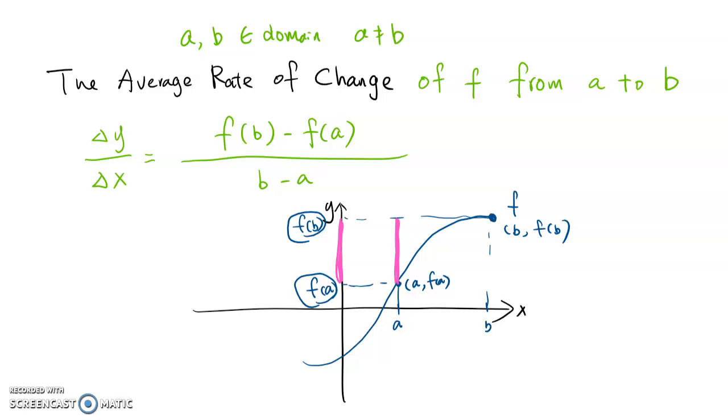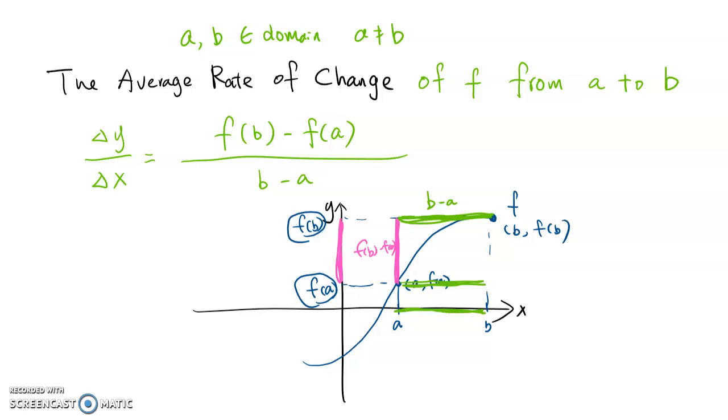So what is b minus a? Well, it is this distance. Or let me write it over here. This distance, right? That's b minus a. Okay, again, that pink segment or pink distance is f of b minus f of a. So f of b minus f of a over b minus a, that's just rise over run, isn't it?